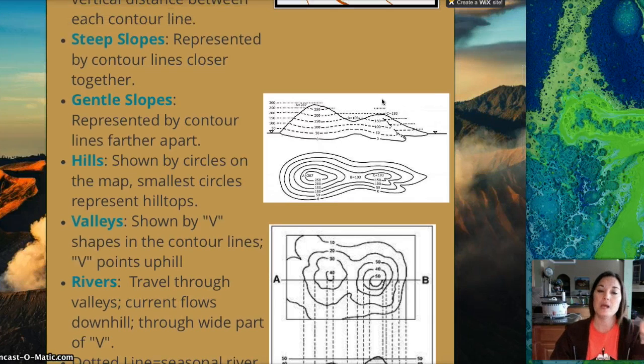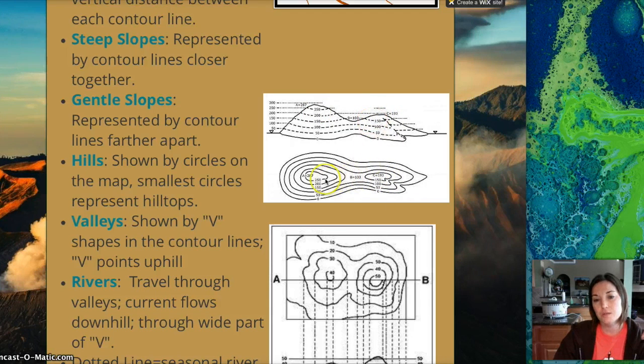Now you also need to be able to recognize hilltops, and hilltops are shown by circles. So you can see that here sea level is 0, and then I go up by 50, let's say feet again. I don't see that it says anything other than feet. So the contour interval is 50 feet. And then right here I have a circle which represents the top of this hill. And then I have another circle over here which represents the top of this hill.